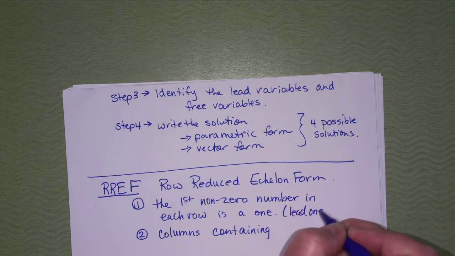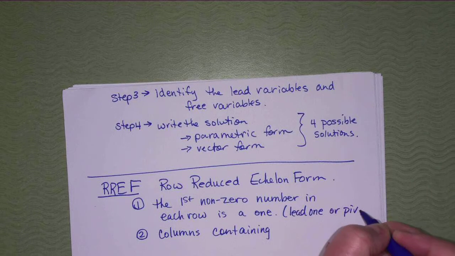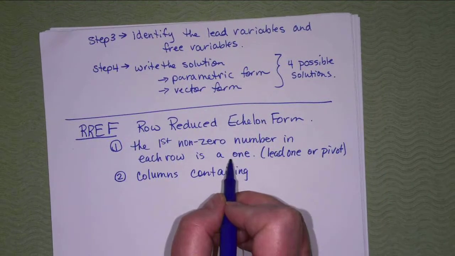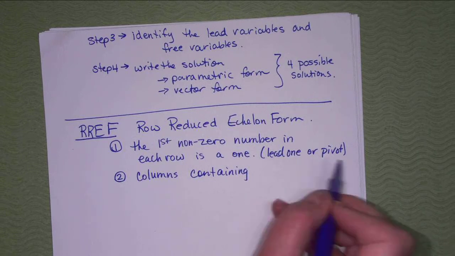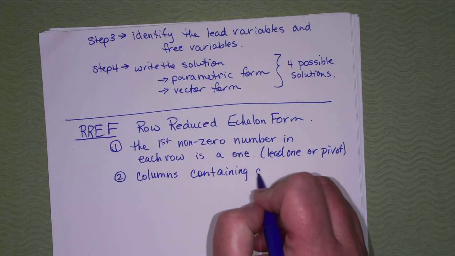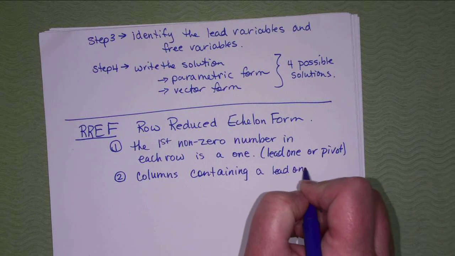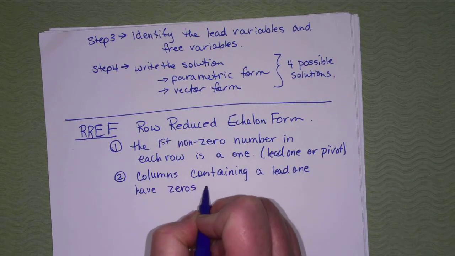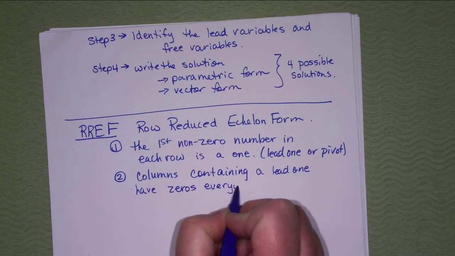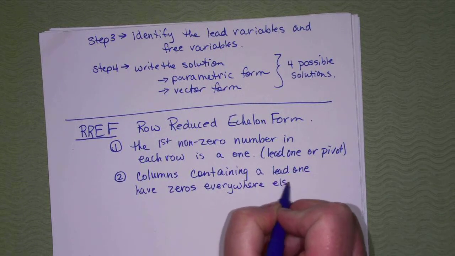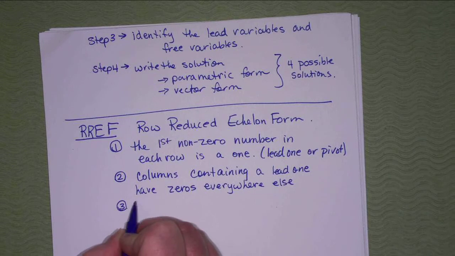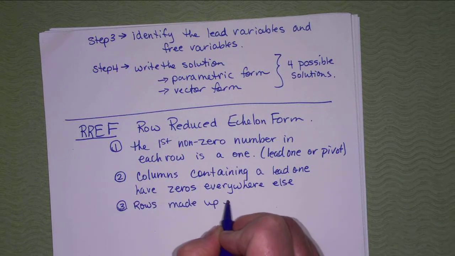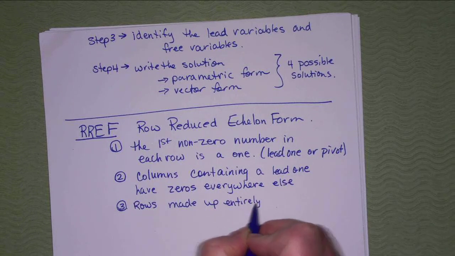So that lead 1, or that 1 that I talked about in number 1, is called the lead 1 or pivot. So columns containing a lead 1 have zeros everywhere else. Three, rows made up entirely of zeros are at the bottom.